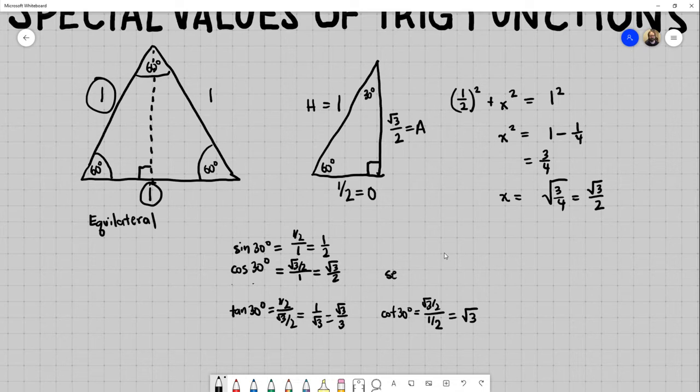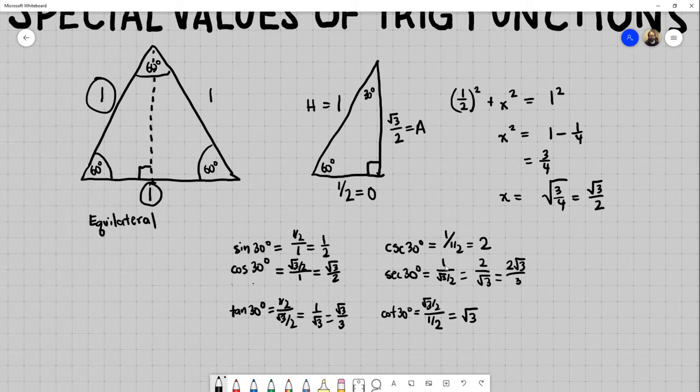Secant of 30 degrees is hypotenuse over adjacent. That's 2 over root 3, or if you rationalize the denominator, you get 2 root 3 over 3. And then finally, cosecant of 30 degrees will be hypotenuse over opposite, which reduces to 2. Okay, so those are the special values of our trig functions for 30 degrees. Again, we got them from this 30, 60, 90 right triangle.